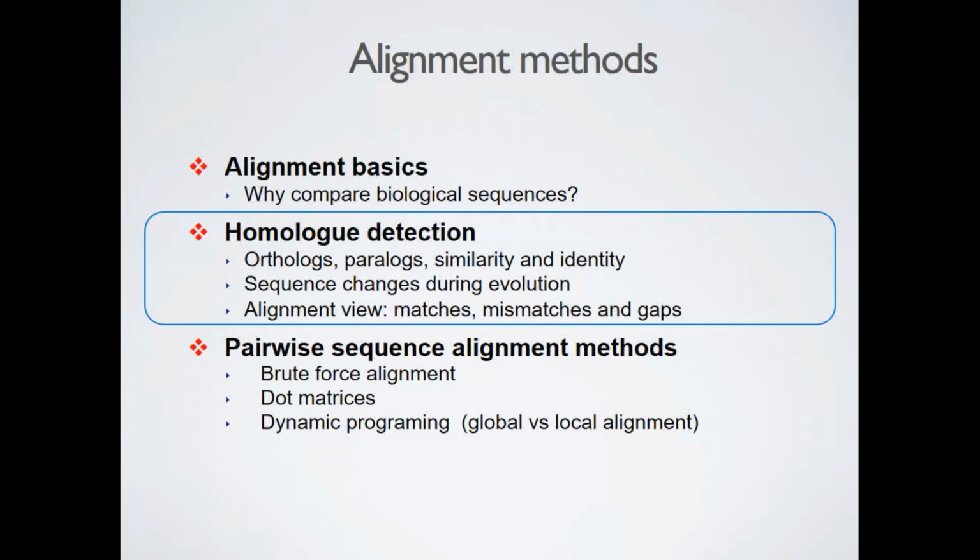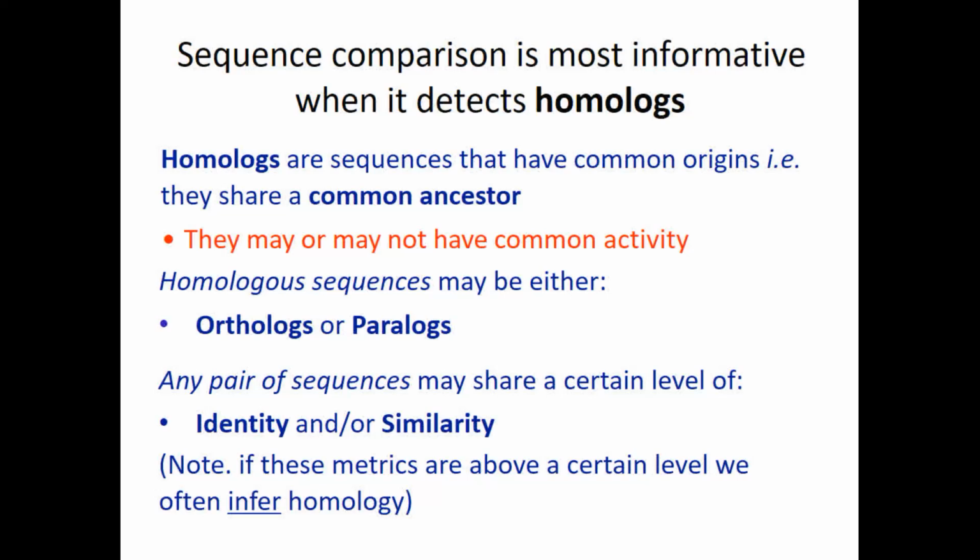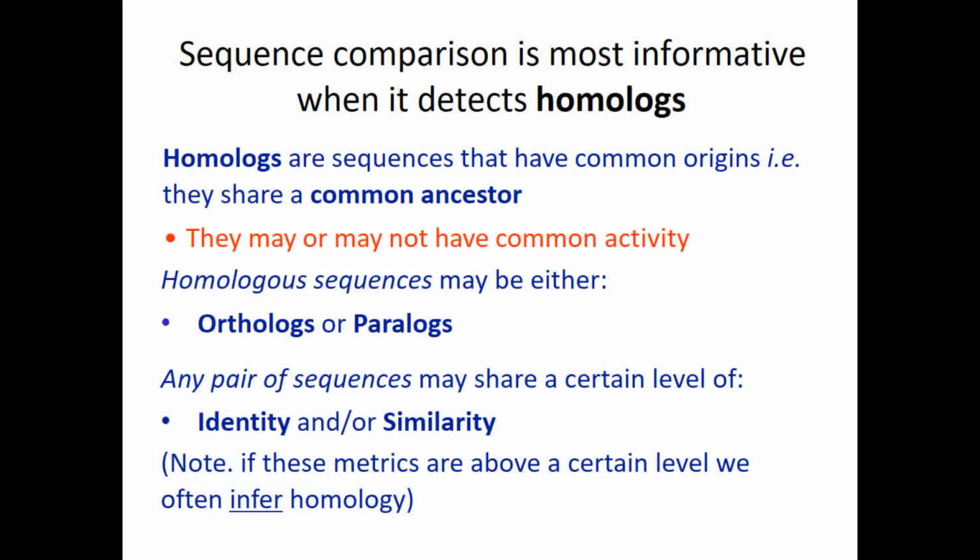So next, let's look at homology detection. Sequence comparison is most informative when it detects homologs. Homologs are sequences that have common origins. For example, they share a common ancestor. They may or may not have common activity. Homologous sequences may be either orthologs or paralogs, depending on whether they have common activity or not.